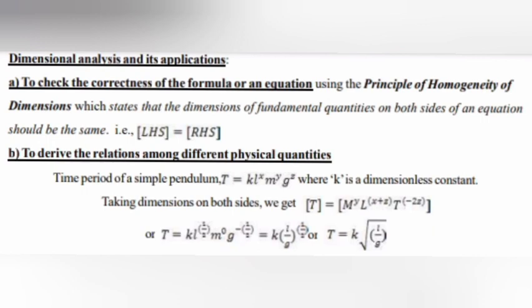Time period of a simple pendulum: T equals K L raised to X, M raised to Y, g raised to Z, where K is a dimensionless constant. Taking dimensions on both sides, we get dimension of T equals dimension of M raised to Y, L raised to X plus Z, T raised to minus 2Z, or T equals K root of L by g.